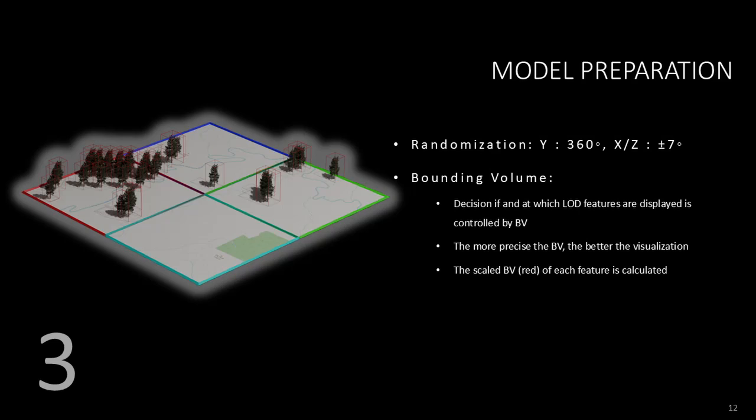After we apply the randomization, we calculate the bounding volume of each feature point and its model. The bounding volumes later help the visualization to decide which features to display and which features to omit from the visualization. The more precise this bounding volume is, the more precise the later bounding volumes of the tiles can be, and therefore the better the performance of the visualization.